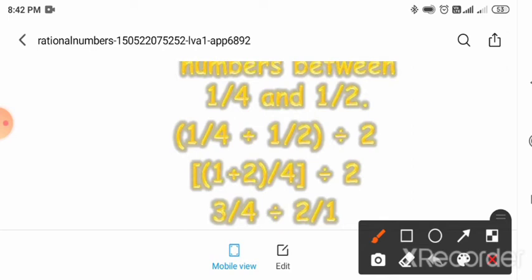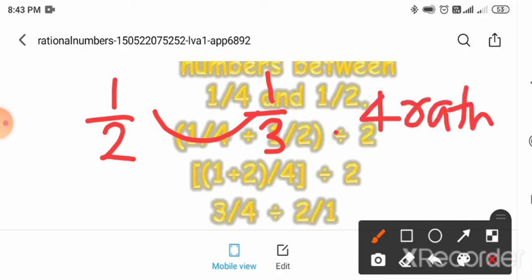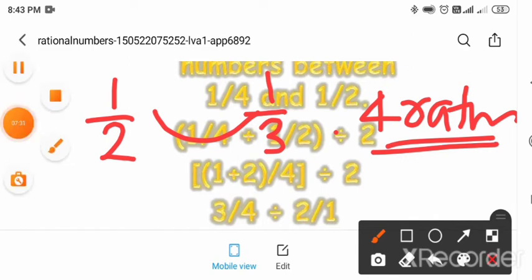Take the example if the denominator is not equal. The first number is 1 by 2 and the second one is 1 by 3. So how to calculate four rational numbers between these numbers? How to calculate two or more rational numbers between these numbers?